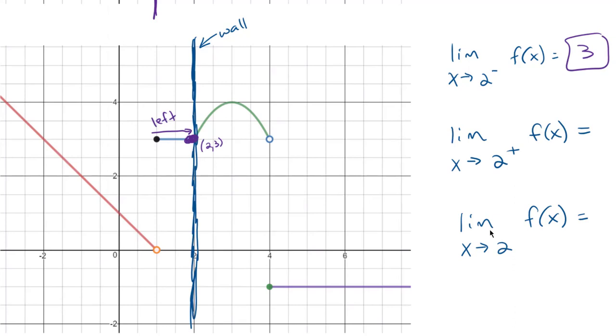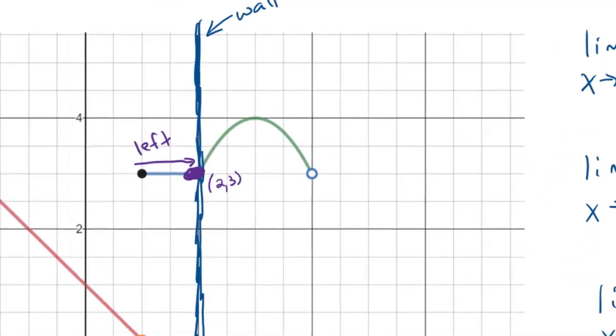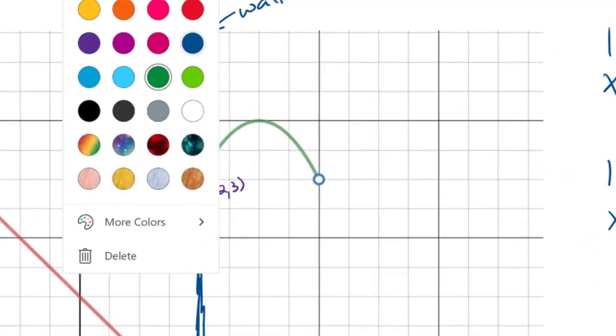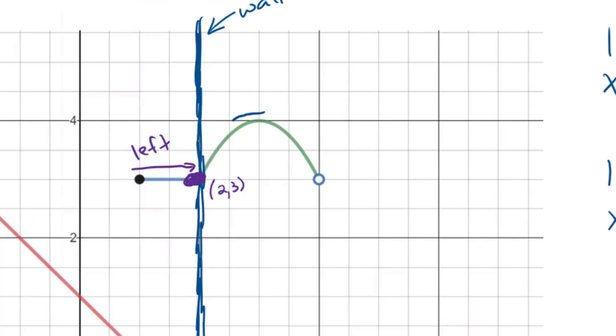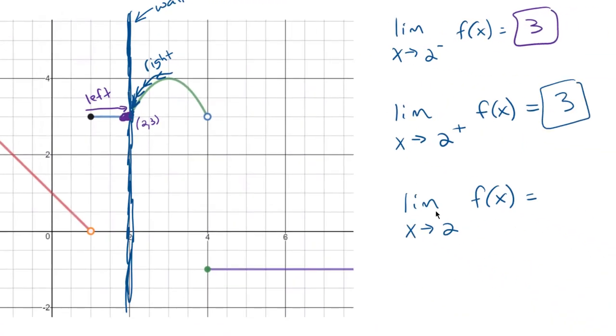Okay? And then let's say now you want to go from the right side. Let me use a different color than green here. When we come from the right side, we're kind of going down this hill, this little bitty hill. So this is from the right side, and you're traveling this way, toward the arrows. It looks like you're going to be diving down to that same point, (2, 3). So that limit is also going to be 3 because you're going closer to that point.